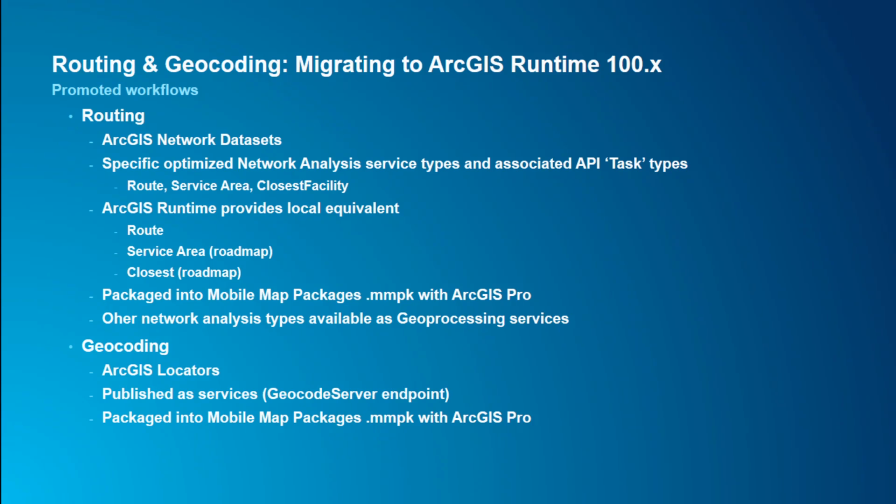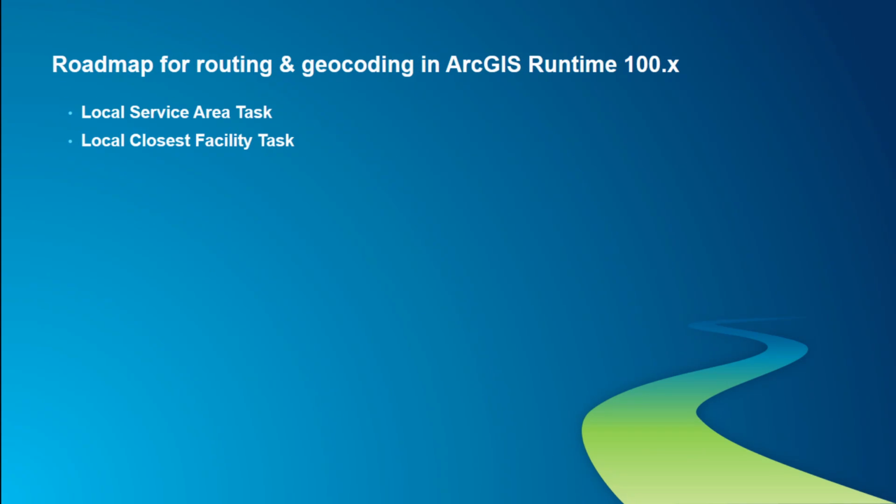Geocoding, again working with ArcGIS locators, published as services using the geocode server endpoint, or packaged within a mobile map package from ArcGIS Pro and then accessed via the locator task. And what we tried to do in both of those cases for routing and geocoding is make sure that the API, whether you're working with online content or local content, is exactly the same. So you just need to switch the content type, but the API for working with it is identical. So the roadmap for routing and geocoding in ArcGIS Runtime 100 then, the local service area task and a local closest facility task.